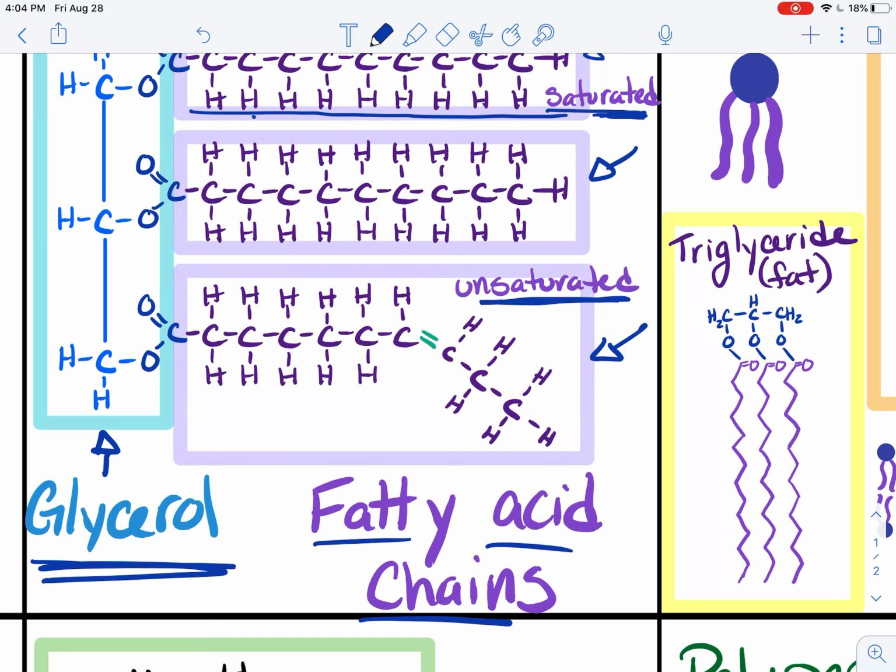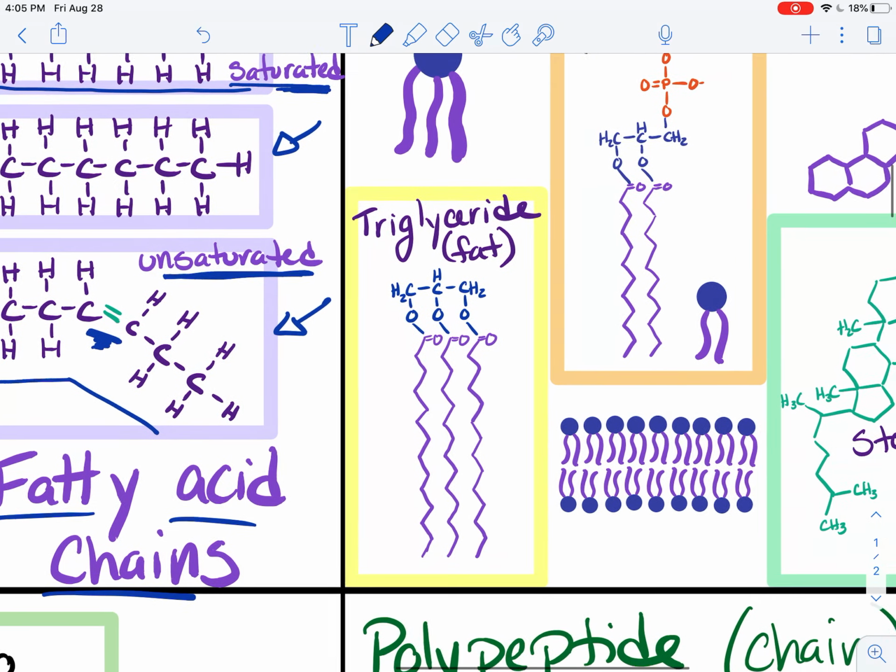Versus unsaturated, which I have pictured down here, you'll notice that there is a double bond here, which causes a kink in the shape. And that kink makes it so that these chains can't lay flat. Because they can't lay flat, they're more likely to stay in a liquid phase at room temperature, which makes them considered more of the healthy type of fat.